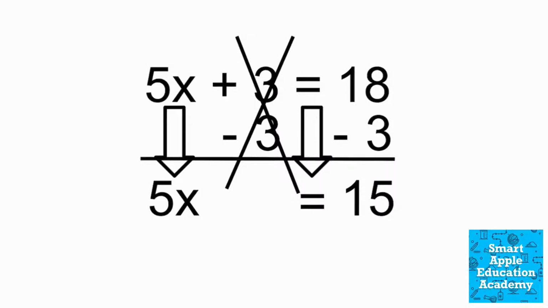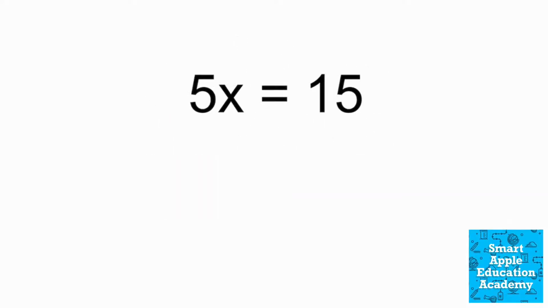So we can bring down what was on the top, so we can bring down that 5x and that equal sign. So now we have 5x equals 15. Now we're going to continue from here to find what x is equivalent to.